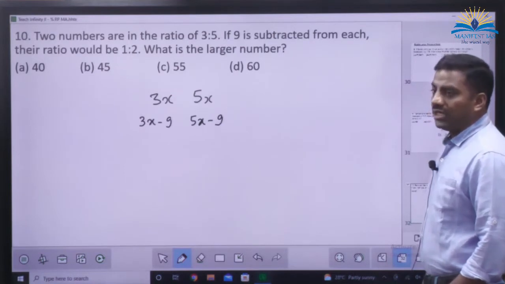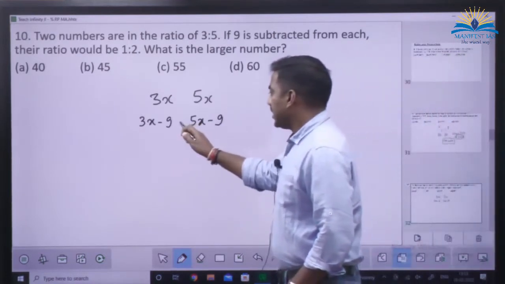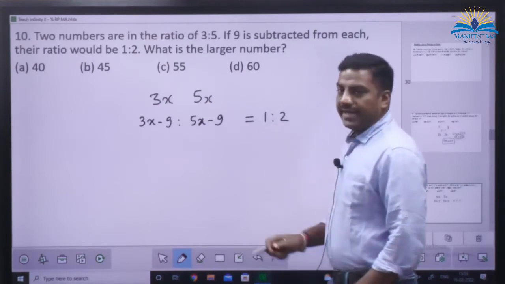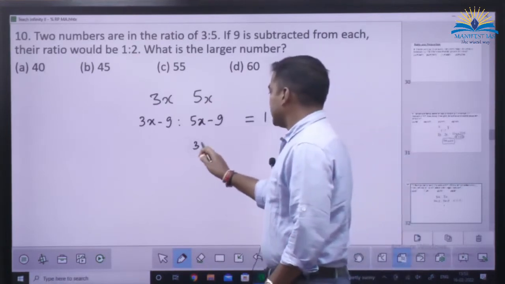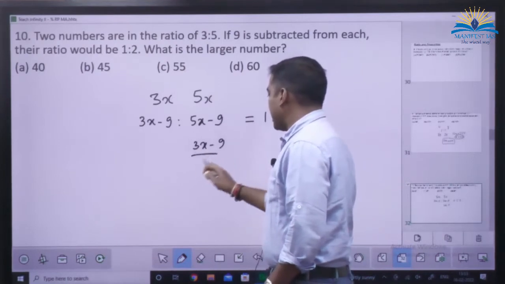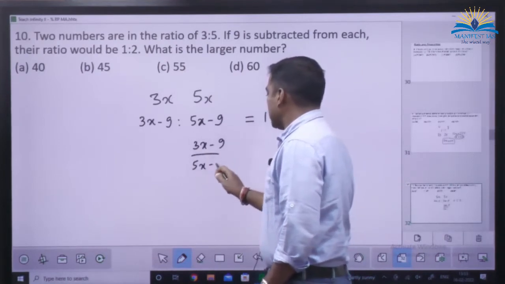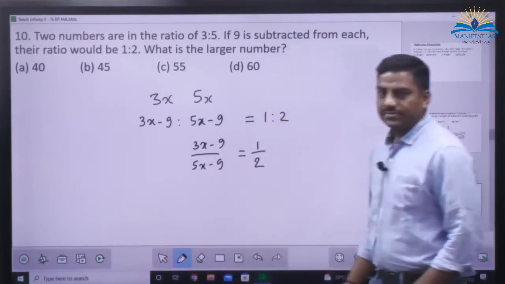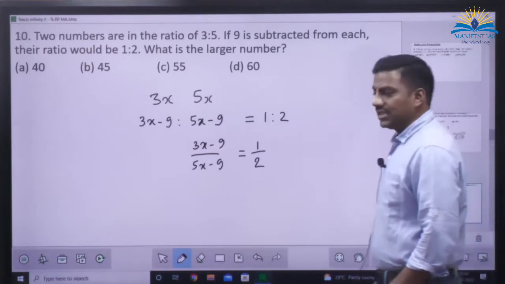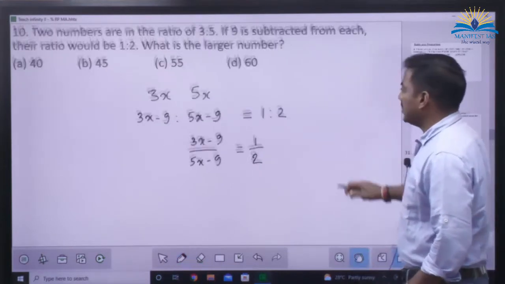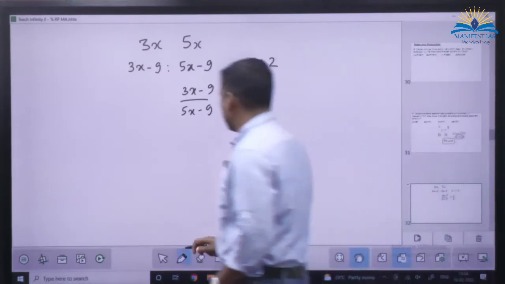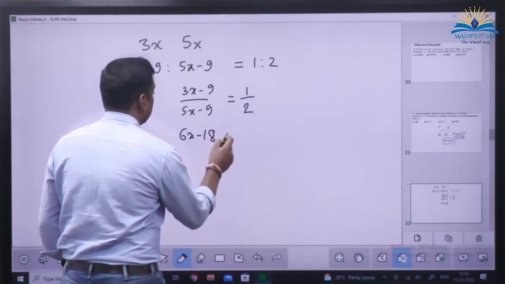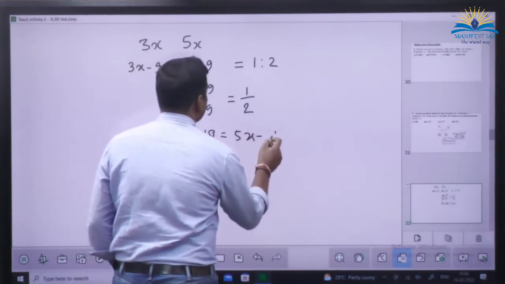The ratio would be 1:2. So they are telling us that their ratio will become 1:2. How do you write it in an expression? 3x minus 9 divided by 5x minus 9 is equal to 1/2. Can I write it like this? Now cross multiplication. 3x into 2, 6x minus 18 is equal to 5x minus 9.